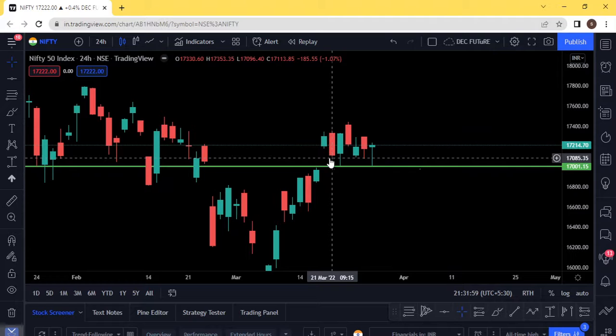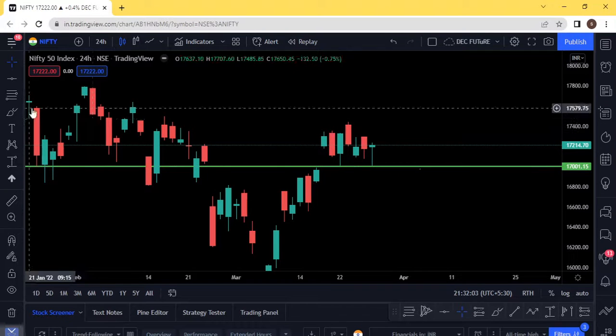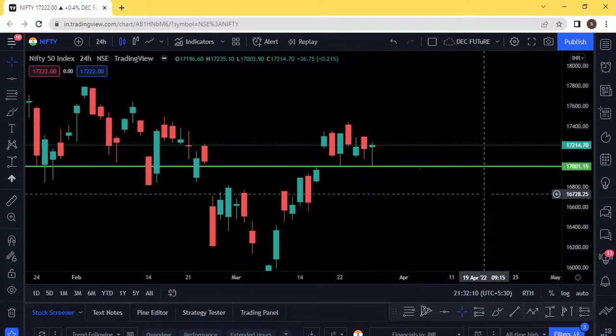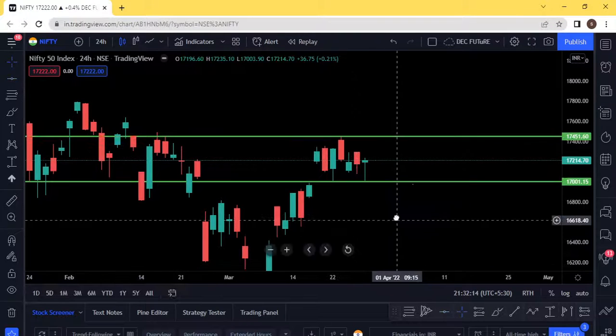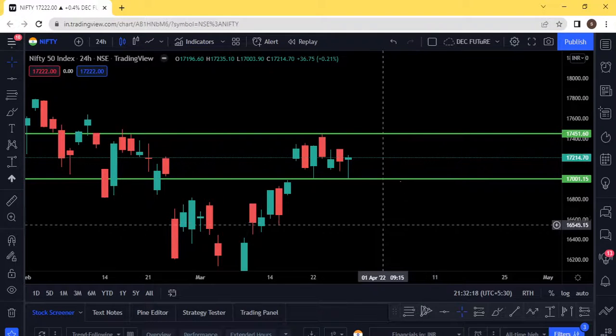Now this is important for us because this was a gap that was covered, plus you also see that there is a support that was created on 22nd March and today on 28th March, right? Having said that, we'll also mark an important level on the top side, which I feel is going to act as a resistance for us in the coming days.